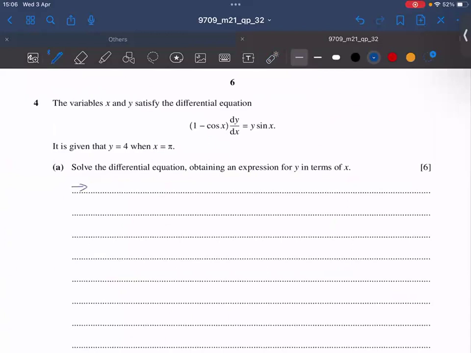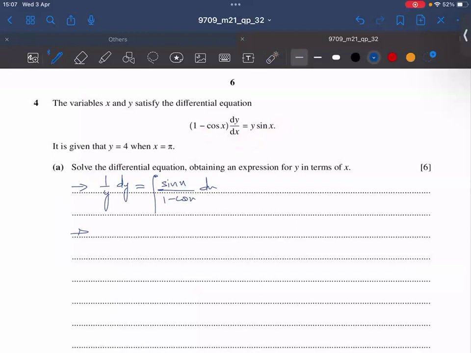Differential equation. Separate the variables. How would you separate the variables? So we have dy. I need to bring all the terms in y along with dy. So 1 over y dy equals sine of x over 1 minus cos of x dx. All right. I'm going to move dx in the numerator and bring 1 minus cos x in the denominator. All right. Now I have separated the variables.